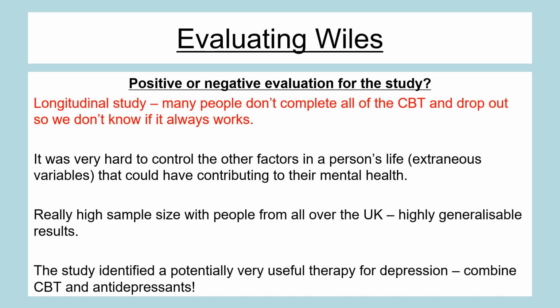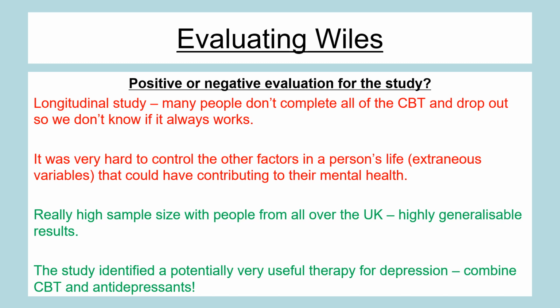Secondly, it's hard to control the other factors in their lives. Sure, we're doing CBT on them, but we don't know what's going on in their job, in their relationships. So we've got lots of extraneous variables here. You know that extraneous variables are bad. Definitely. Thirdly, a really high sample size to start with, all over the UK, highly representative, highly generalisable, all positive words, really good sort of planning from Wiles there. And finally, the study identified a new useful therapy for depression. You know, why just use CBT or antidepressants? Let's combine the two. It seems to have double the effect, so it's really useful.